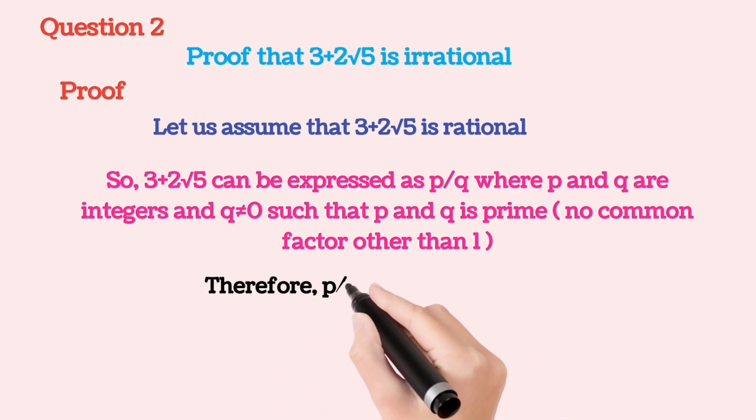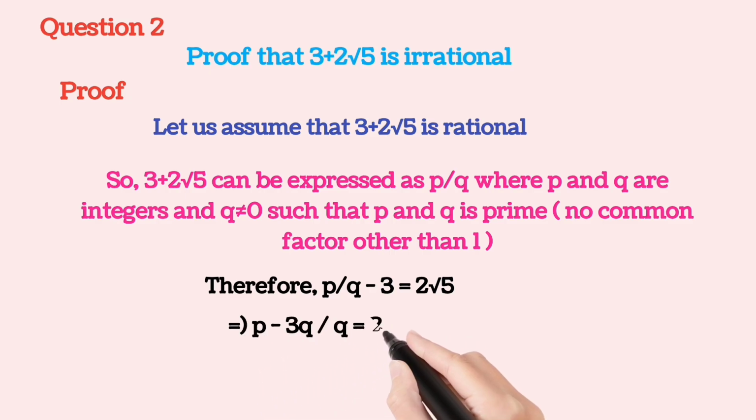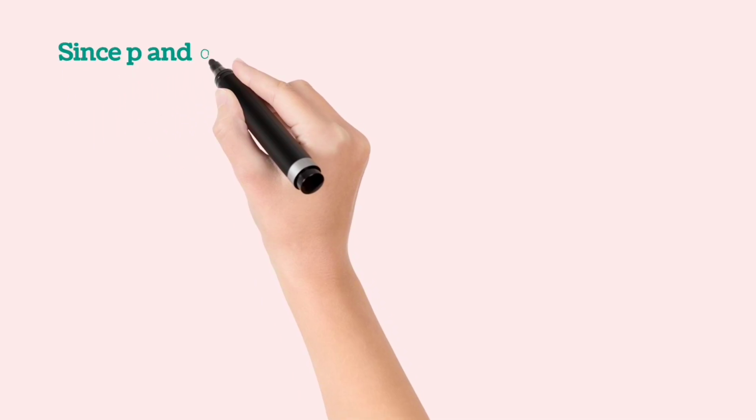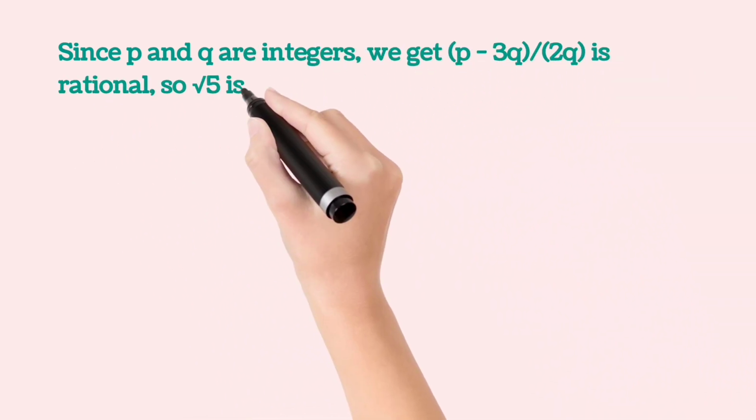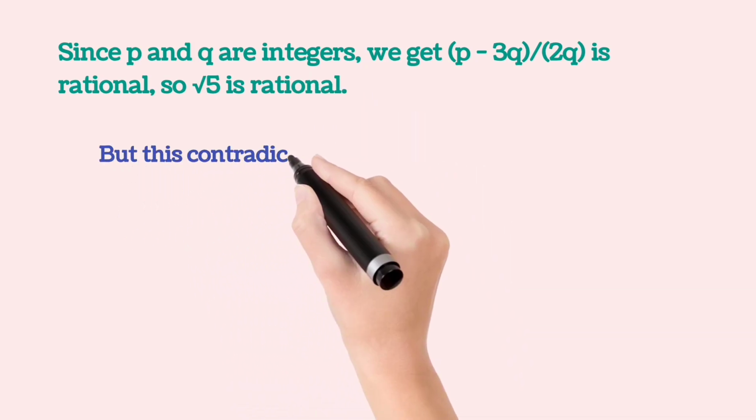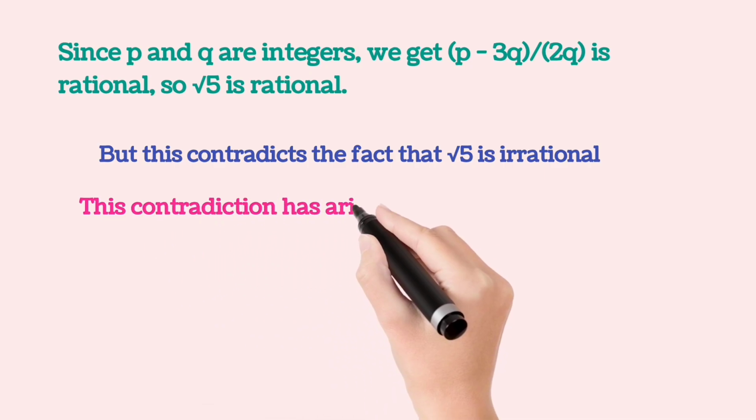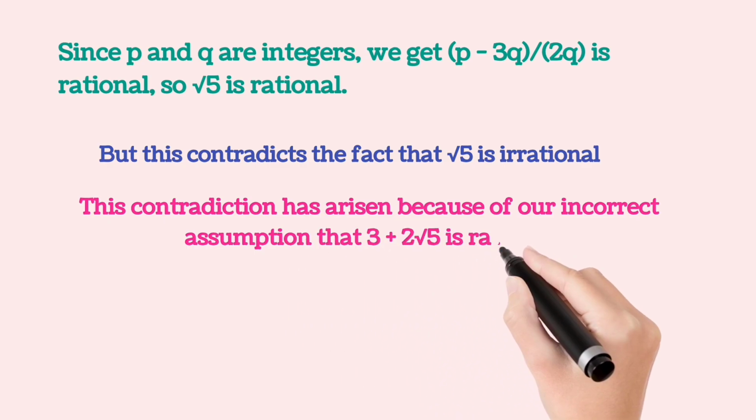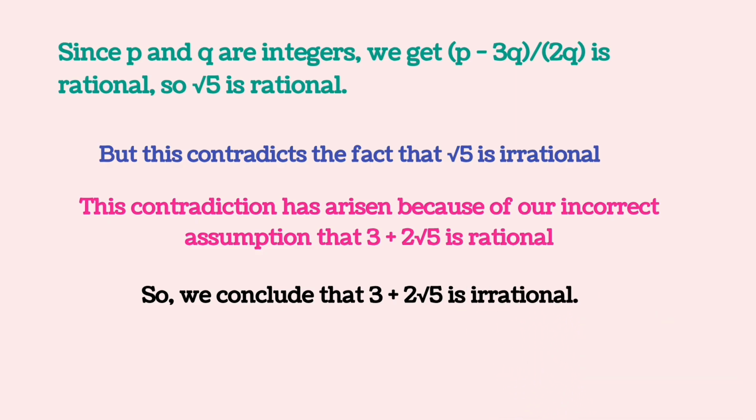Therefore p by q minus 3 equals 2 root 5, so p minus 3q divided by q equals 2 root 5, that is p minus 3q whole divided by 2q equals root 5. Since p and q are integers, p minus 3q whole divided by 2q is rational, so root 5 is rational, but this contradicts the fact that root 5 is irrational. This contradiction has arisen because of our incorrect assumption that 3 plus 2 root 5 is rational, so we conclude that 3 plus 2 root 5 is irrational.